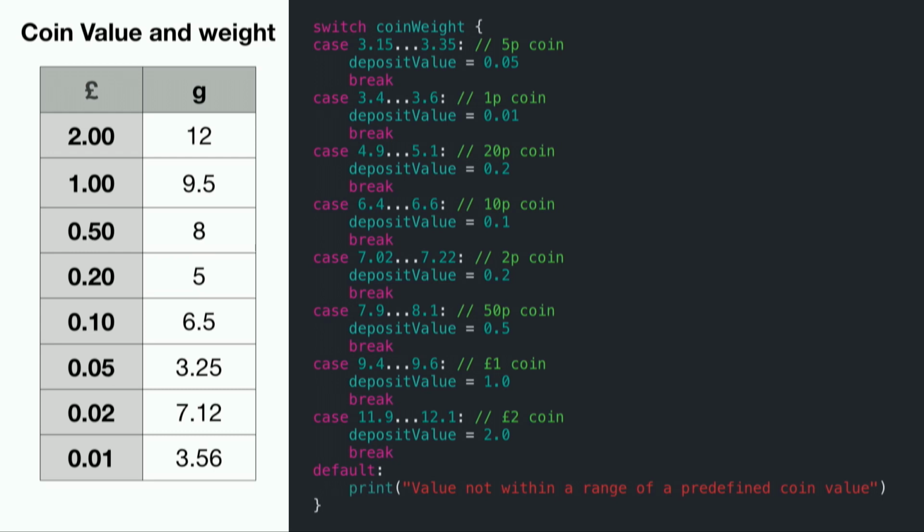And then once we have the value, once we have the weight of the coin, we can then calculate the value. So this is a pretty rough example. It can be written much, much nicer in Swift. But basically, figuring out which coin it is based on the weight.